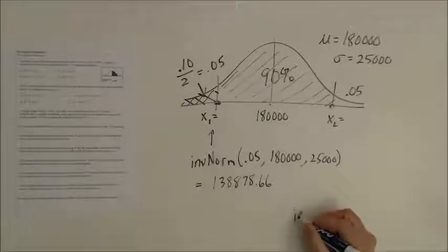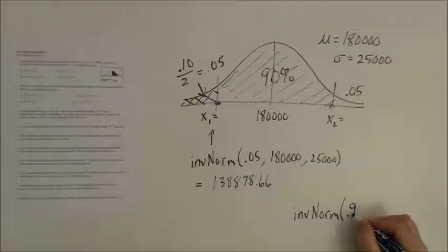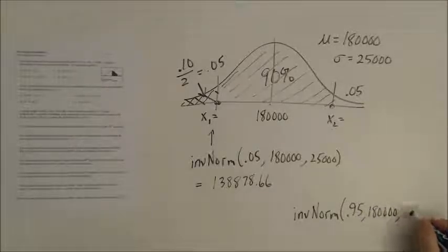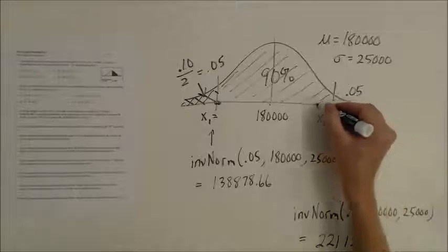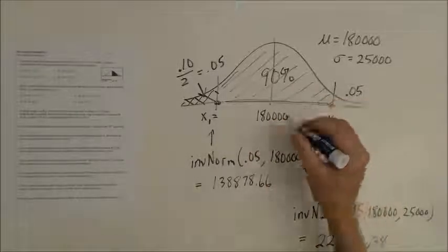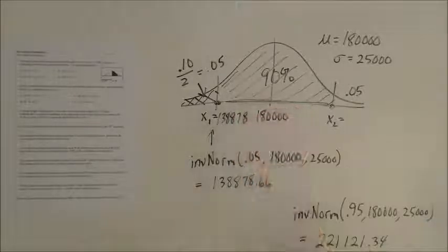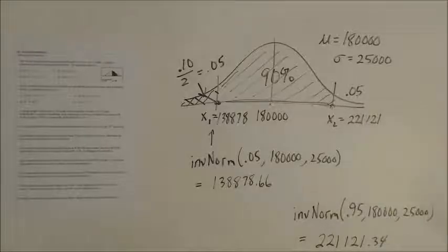We similarly compute the value for this endpoint using our inverse normal command, this time with an area to the left of 95%, along with the given mean and standard deviation. Making this calculation, we find a value of $221,121. Thus, the interval containing the middle 90% of our distribution of house prices stretches from $138,878 to about $221,121.